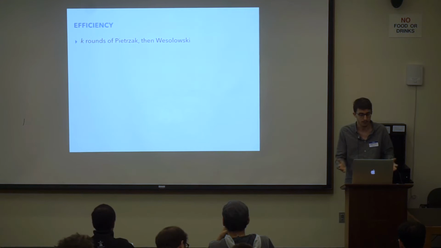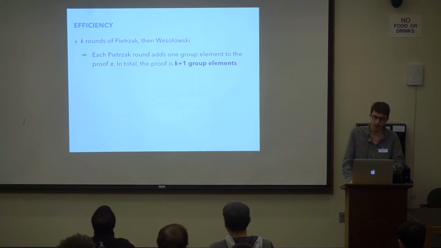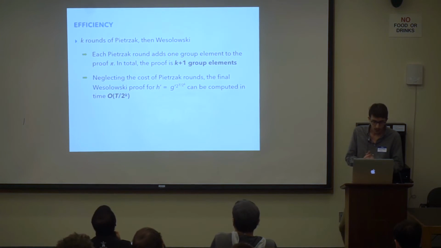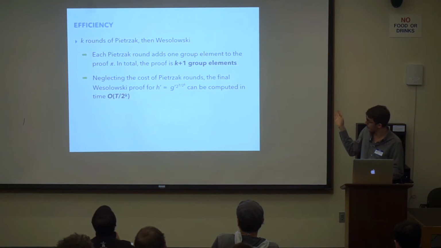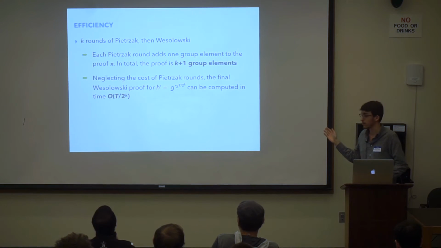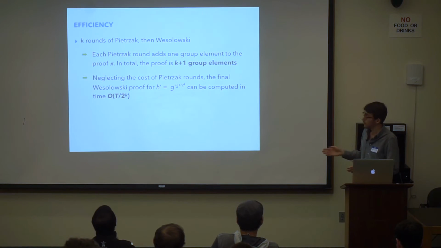OK, so how efficient is it? If you're using k rounds of Pietrzak and then Wesolowski, each round of Pietrzak adds one element to the proof. So in the end, you have k plus 1 group elements. So that's the length of the proof. And now how difficult is it to compute it? We can neglect the cost of the Pietrzak rounds because they are very efficient. And if we look only at the cost of computing the final Wesolowski proof, it will be big O of t divided by 2 to the k.